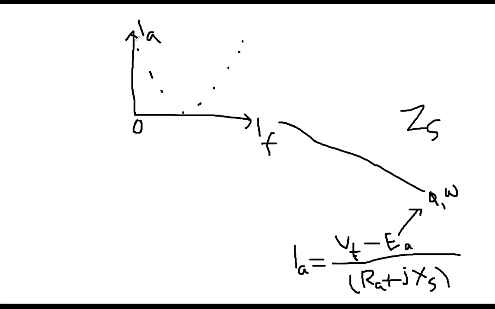So therefore, this looks like the letter V. Accordingly, it is called the V curve. This is the 0 when Vt equals EA. So everybody see, the left side is for the lagging power factor. This side is the lagging.